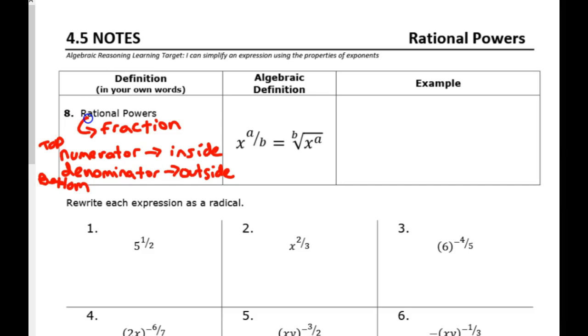Now you can see that in this little diagram here. A is on the top, and that went on the inside of the radical. B is on the bottom, and that went on the outside of the radical. So top goes inside, bottom goes outside.